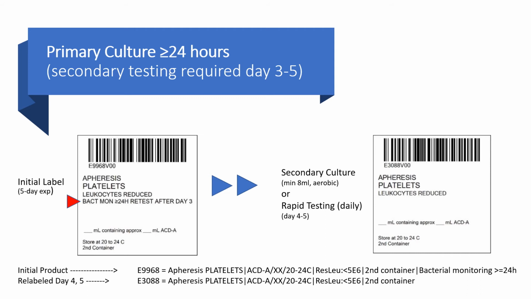First, let's look at the product label where the primary culture was performed at greater than or equal to 24 hours. These platelets will be initially labeled with a 5-day expiration. However, the label must clearly indicate that retest is needed after day 3. If secondary culture is performed, you can relabel or simply cross out the retest statement. Alternately, you can wait and perform a secondary culture at day 4 using a 16 ml sample and 12-hour incubation to extend the out date to 7 days.